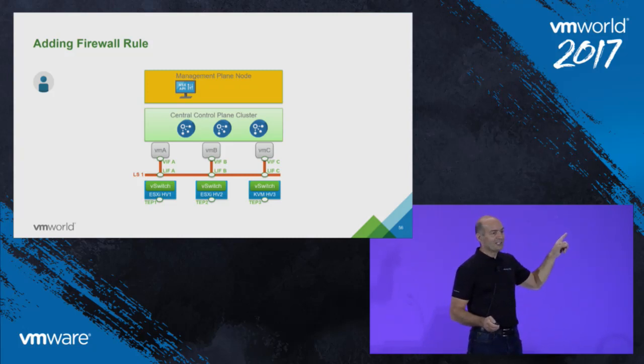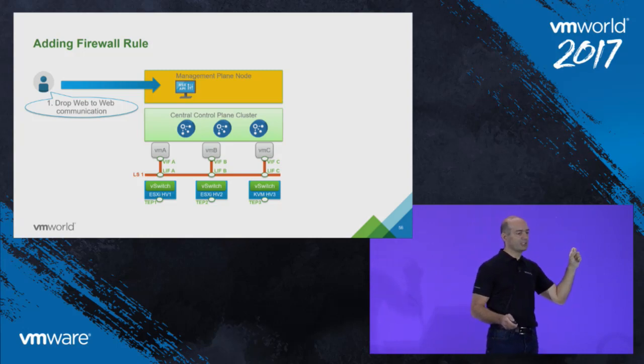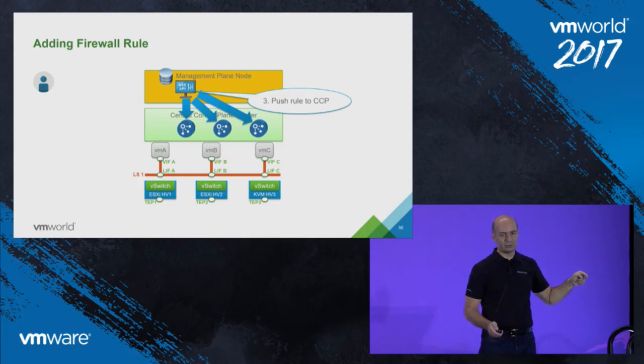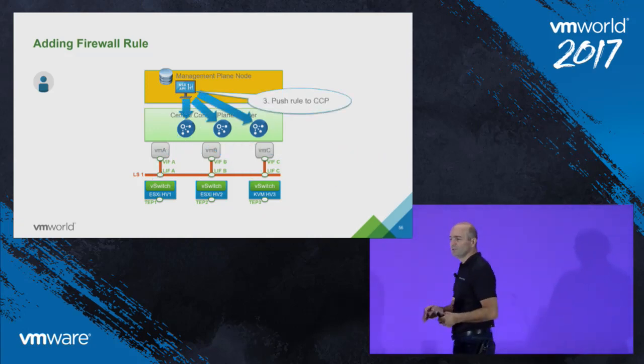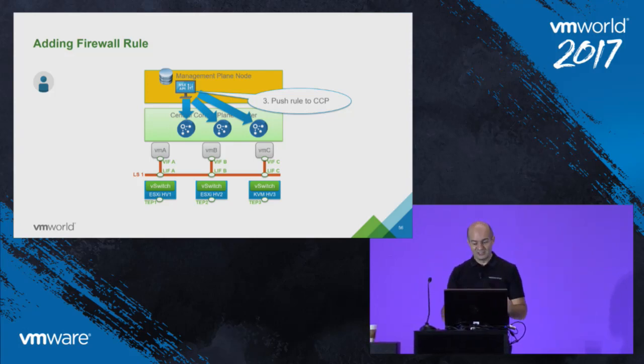This is what happens, if you didn't forget this diagram, when you configure this rule on NSX. Basically, I'm configuring on my manager drop web-to-web traffic. This configuration is stored in my database, and it's pushed to the controllers. Then the controllers are going to explode this rule into dynamic objects. So basically what it's going to do is that it's going to explode this rule into IP to IP rules.